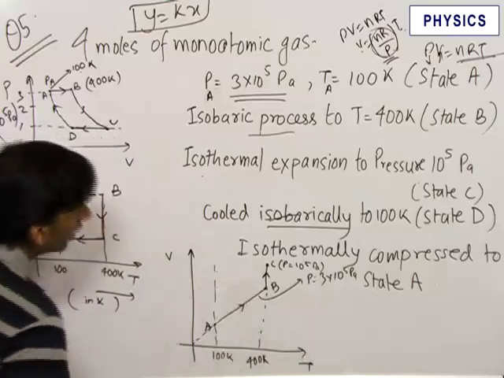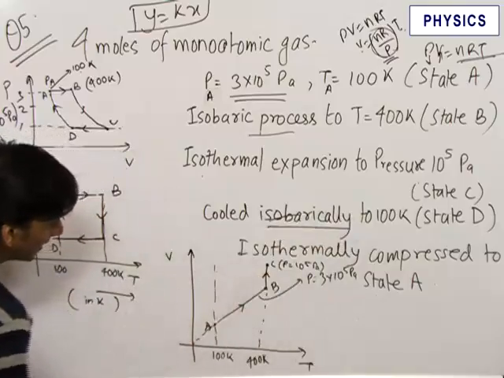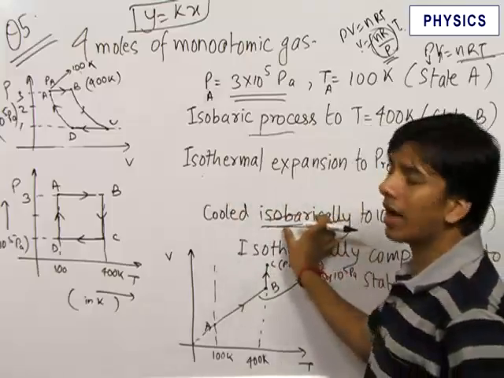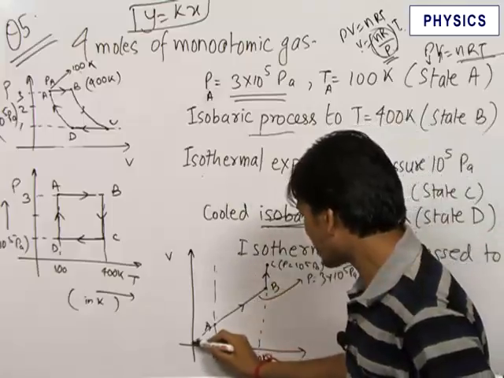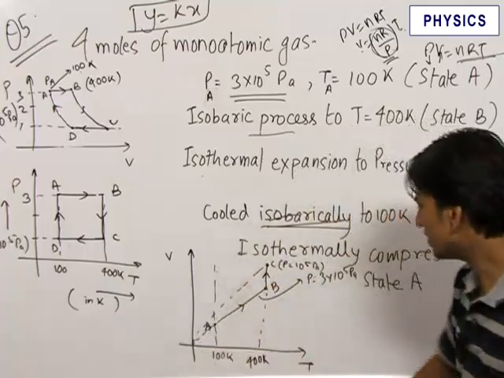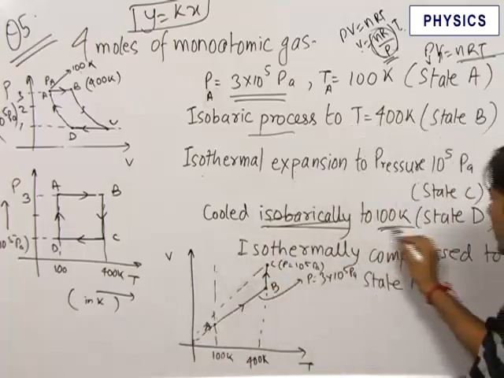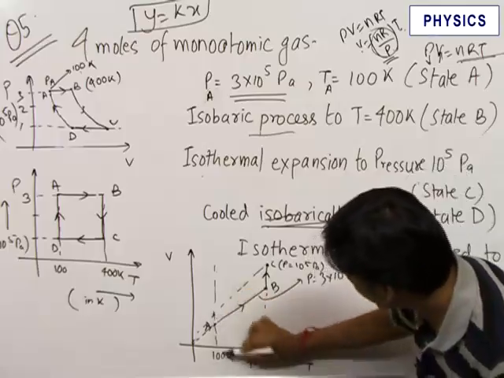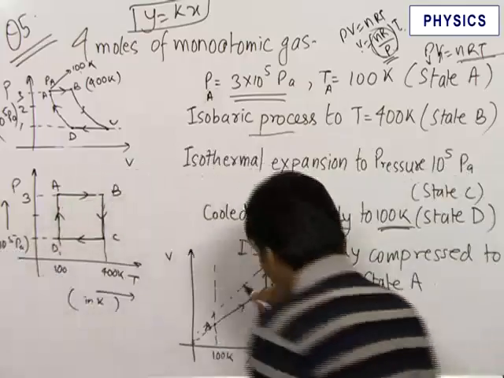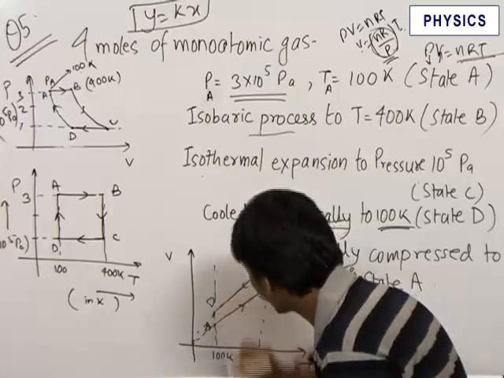Right? Now from point C it is cooled isobarically to 100 Kelvin, that is state D. Since it is again an isobaric process, it will again be a straight line passing through the origin. Therefore it will be a straight line passing through the origin joining point C and the origin. Therefore the point D will be a point at a temperature of 100 Kelvin. The point must lie over here, at 100 Kelvin and the intersection with this process line. This comes out to be the point D over here.